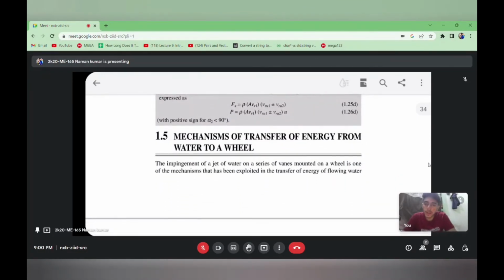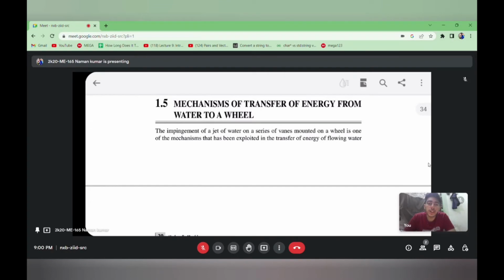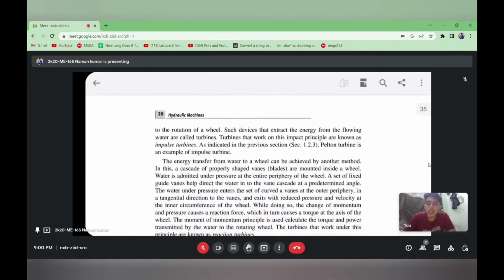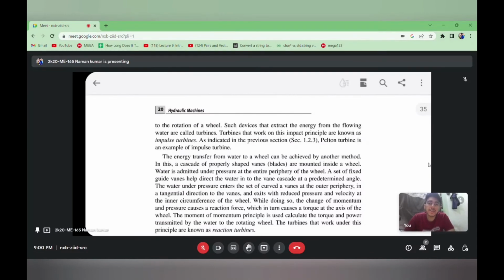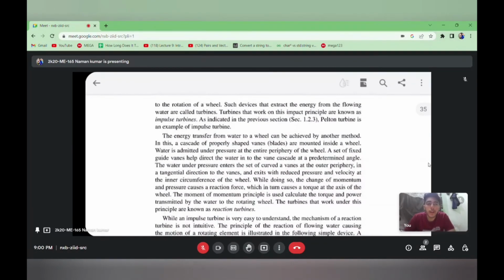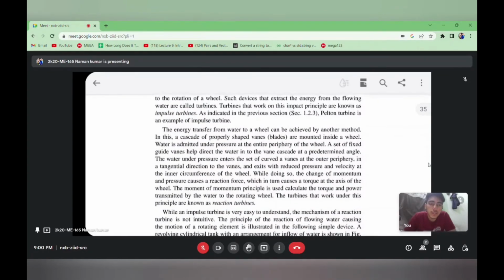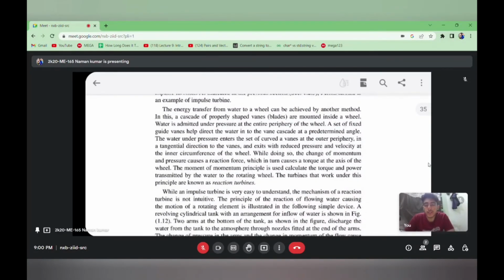So here our next topic, mechanism of transfer of energy from water to a wheel. The impingement of a jet of water on a series of vanes mounted on a wheel is one of the mechanisms that has been exploited in the transfer of energy of flowing water to the rotation of a wheel. Such devices that extract energy from the flowing water are called turbines. Turbines that work on this impact principle are known as impulse turbines. As indicated in the previous section, Pelton turbine is an example of an impulse turbine.